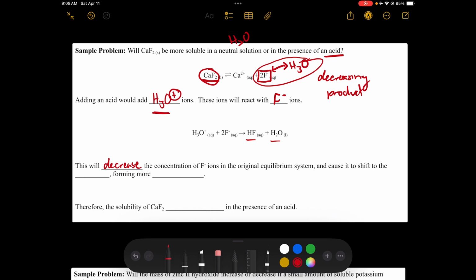When I decrease a product, that means that Ethel and my equilibrium system are going to want to regenerate that product. It's going to want to fix what happened. That creates a right shift, meaning that this equilibrium system in the presence of an acid is going to favor the dissolved products, and it is going to increase the solubility.